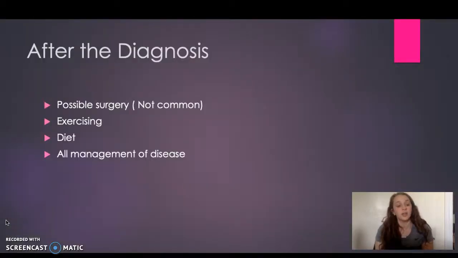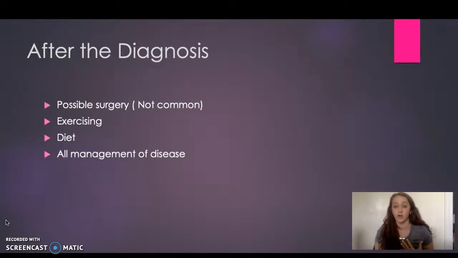After the diagnosis, because there is no treatment option for Crohn's, it's all managing, and how you manage it is the most important factor. So after the diagnosis, there is possible surgery, but it's not really common. That's for more progressed Crohn's, if it's really severe and there are fistulas that are just deteriorating a part of the intestine. They will take that part of the intestine out and put a colostomy bag in.